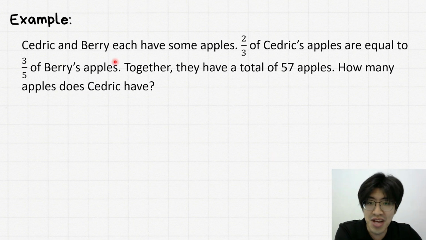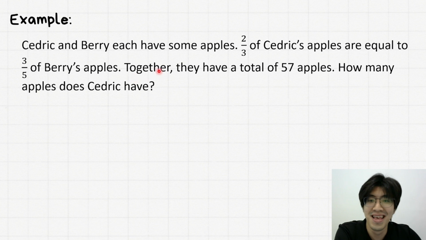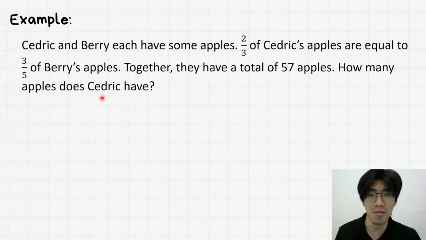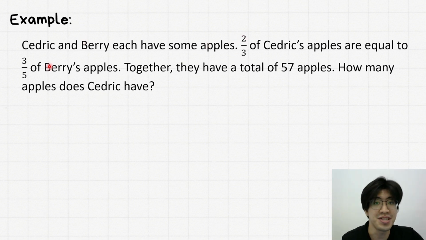So, Cedric and Barry each have some apples. Now, 2/3 of Cedric's apples are equal to 3/5 of Barry's apples. Now, together they have a total of 57 apples. So how many apples does Cedric have? Let us analyze this problem. Even though we don't know the exact amount of Cedric and Barry's apples, we know their fraction. So how can we visualize this better?